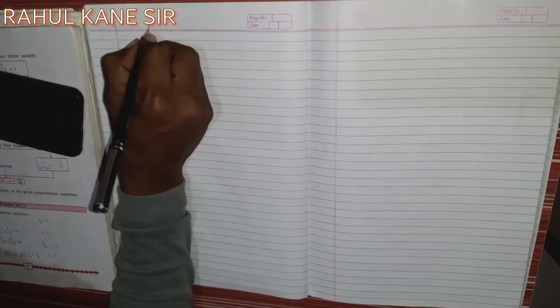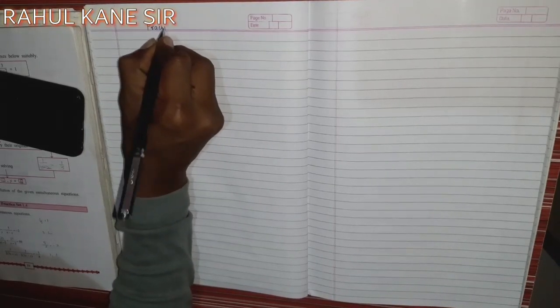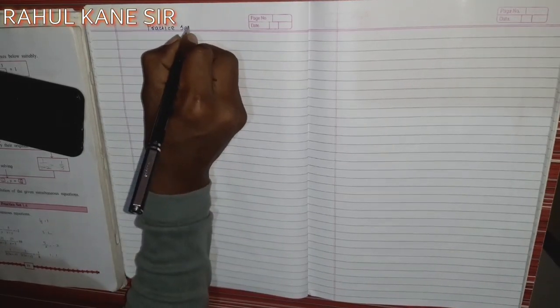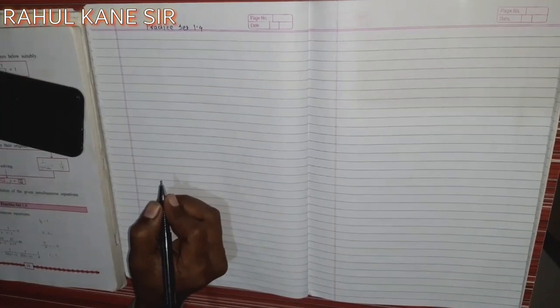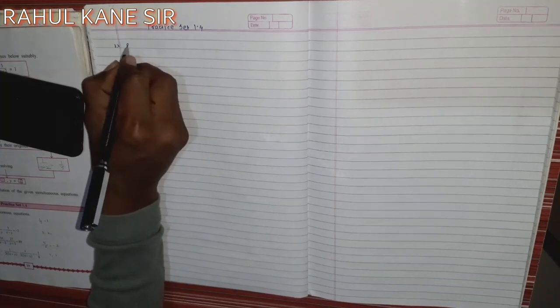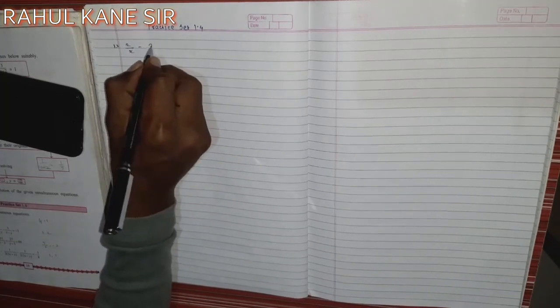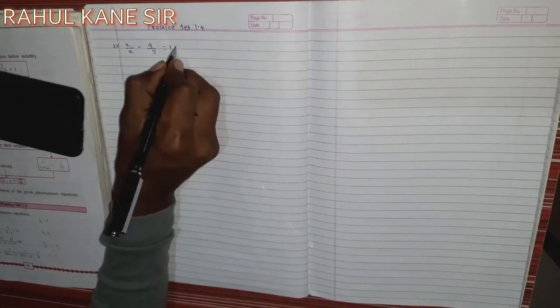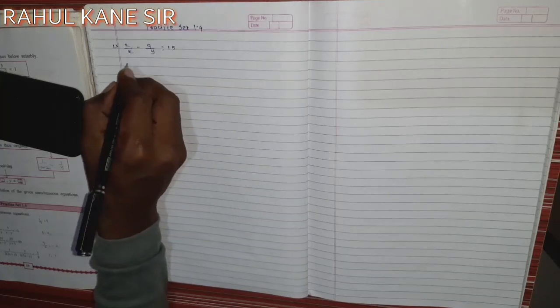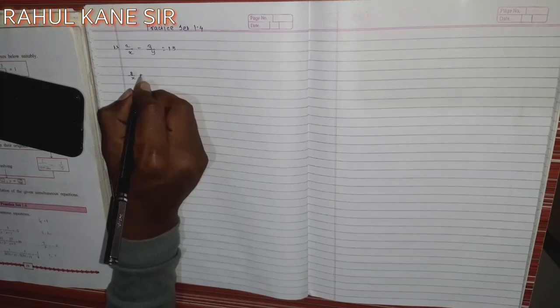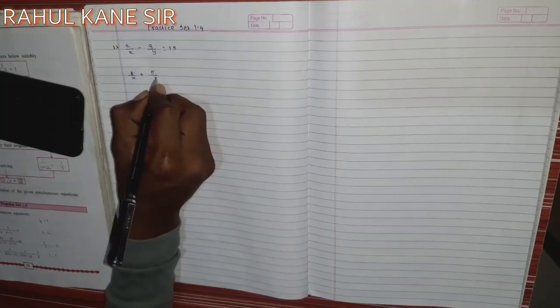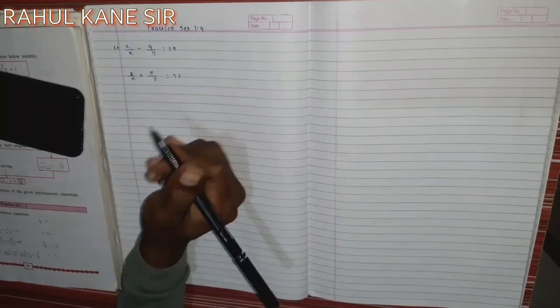Hi everyone, today we are going to start the practice set number 1.4. Solve these following simultaneous equations. First one, 2 upon x minus 3 upon y equals 15, and next one is 8 upon x plus 5 upon y equals 77.